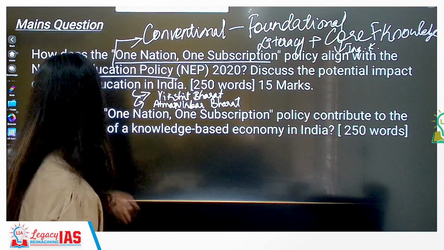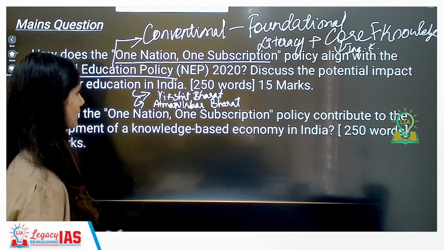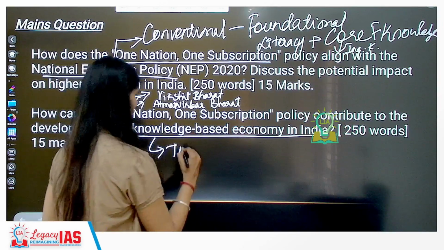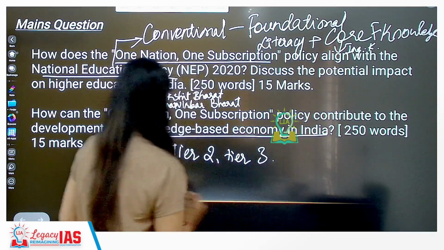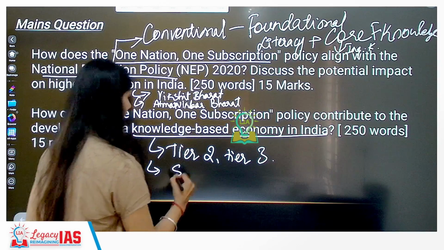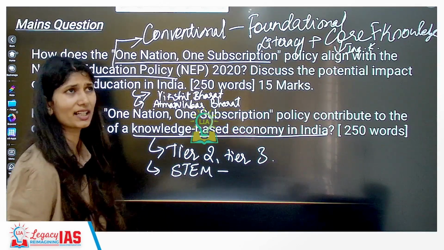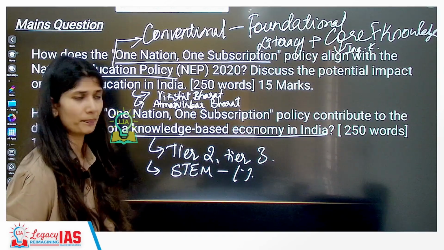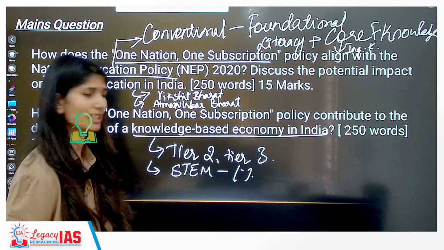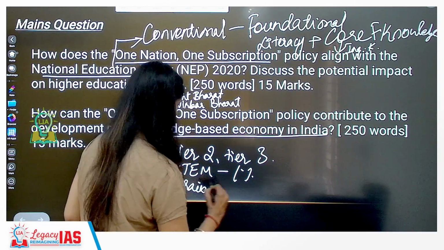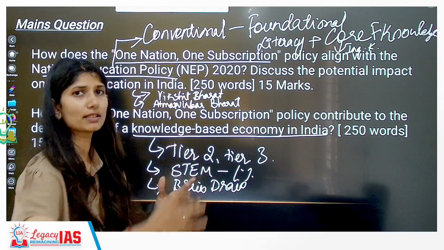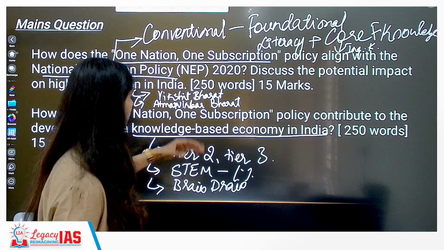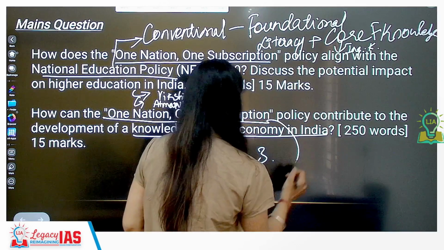The next question, how can the one nation one subscription policy contribute to the development of a knowledge based economy in India? This is where we brought in the concept of your tier 2, tier 3 cities. You will also mention statistics about India's contribution especially in R&D and the role of women, which is almost 1%, and also the percentage of India reaching STEM in research and development is becoming very less, rather it is leading to brain drain, which means instead of doing research and development here, the brains are migrating to other countries. So, all this will be highlighted, and then how one nation one subscription will be able to address these challenges.